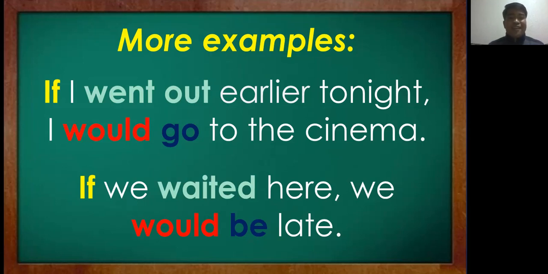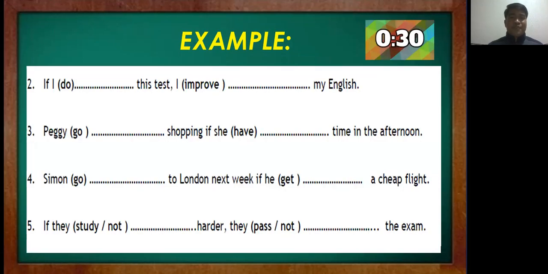So I believe that by this time you already know its structure, and I am confident that you can answer the exercises that I will give you. So, easy exercises. For each number, I will give you 30 seconds. Let's start with sentence number two. If I do this test, I improve my English. Again, if I do this test, I improve my English. 30 seconds to answer this. Good luck, guys.